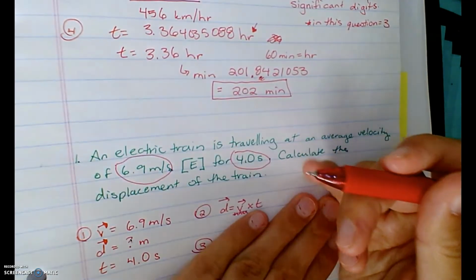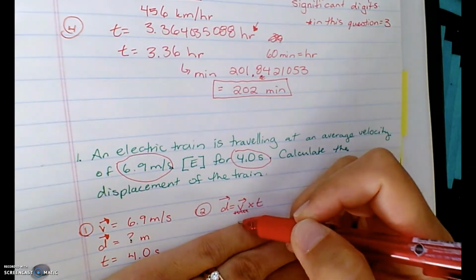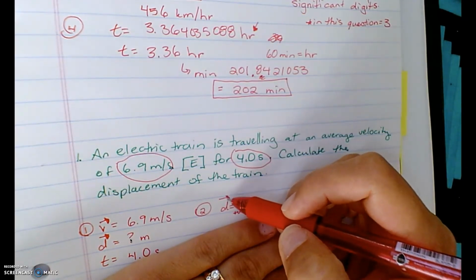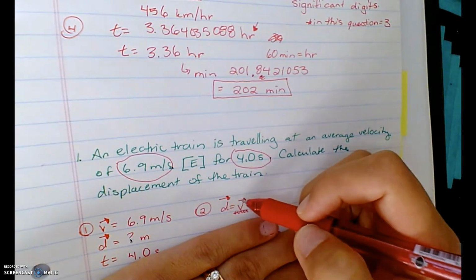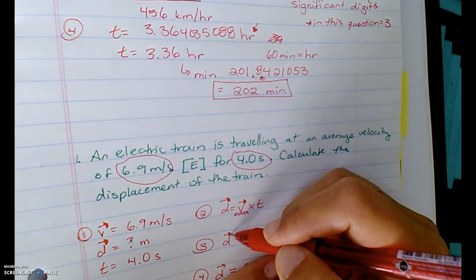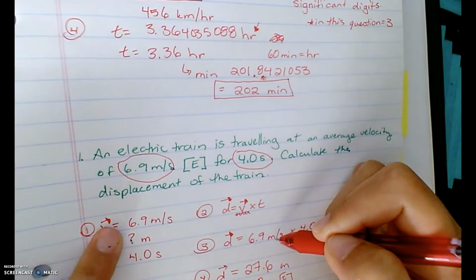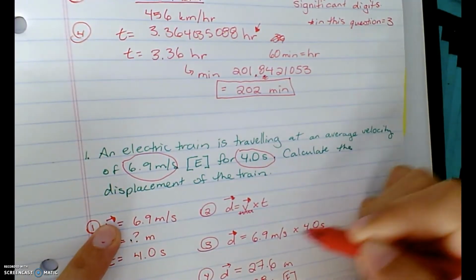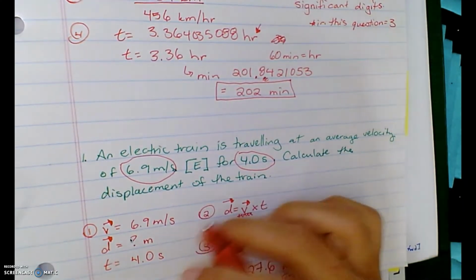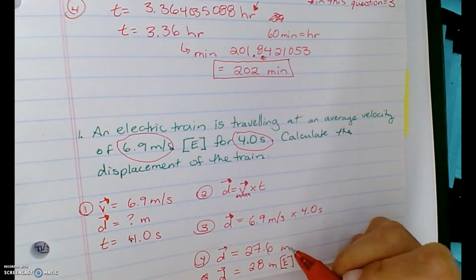Next step, put the formula. And see, I almost messed up. I just about put the time underneath, but it's multiplied. I double checked my formula sheet. So displacement is velocity times time. We plug in our numbers: 6.9 meters per second times 4 seconds. Ask the calculator, or do it in your head if you're that good at math. And you get an answer of 27.6 meters, putting the units.